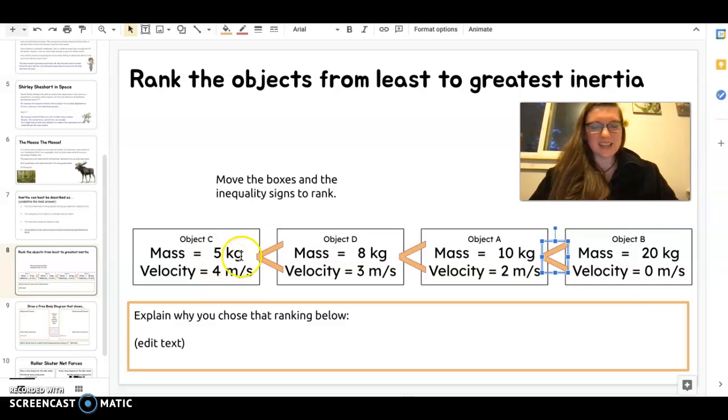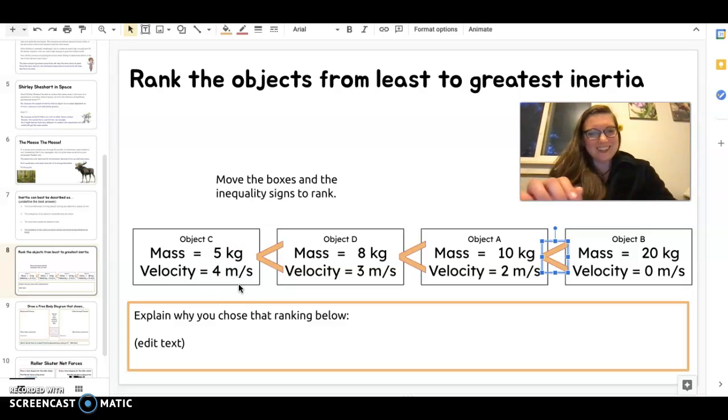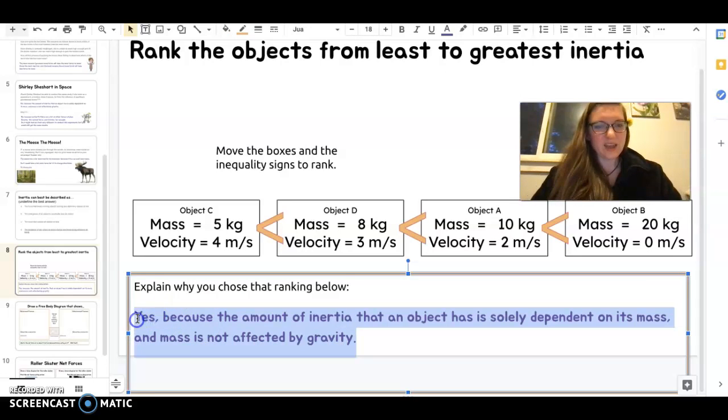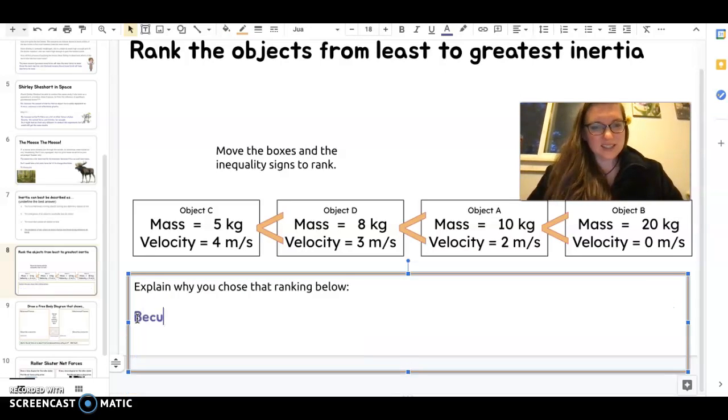Whereas this one does not have very much mass. So even though it's going 4 meters per second, like you can think about a kid running, right? If they're running at a certain speed, it's still not super hard to grab them and change their direction, right? But if they're 20 kilograms, then it would take a lot more force to stop them and change their direction, right? Same thing with any of these. So the reason why I chose this is because the amount of inertia is determined solely by the amount of mass.